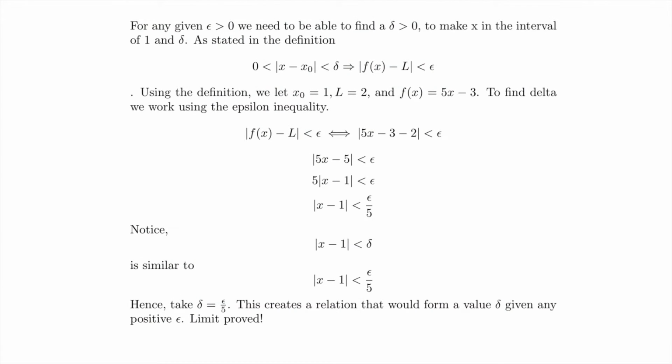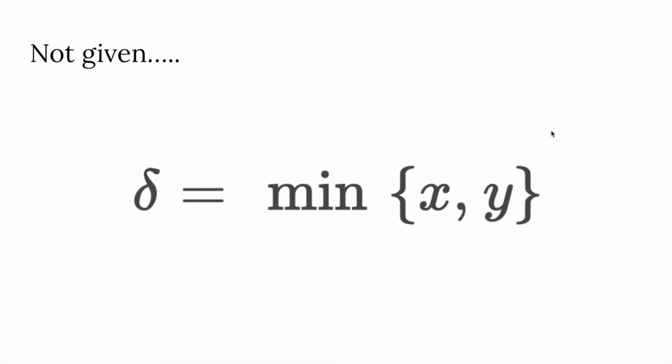Now in the video scene, we had an example where epsilon was given. Now, what if epsilon was not given? Then we would have to let delta be the minimum of two distances x and y. Likewise, then we would complete our proof.